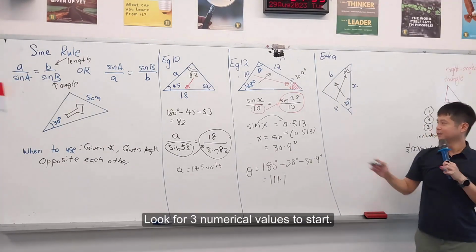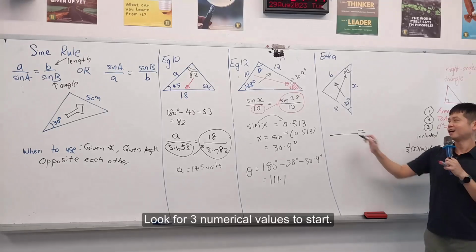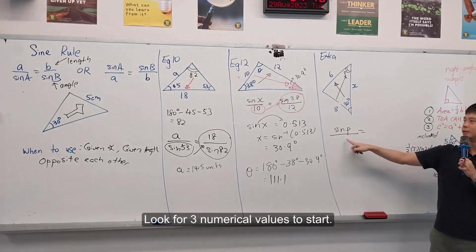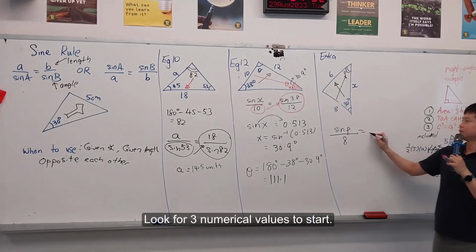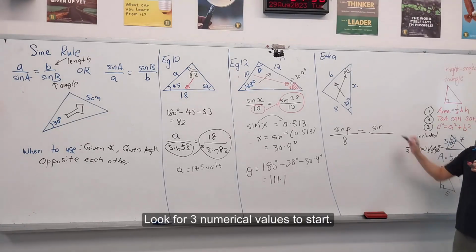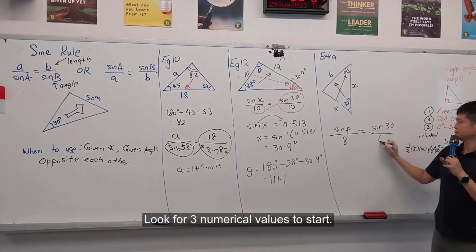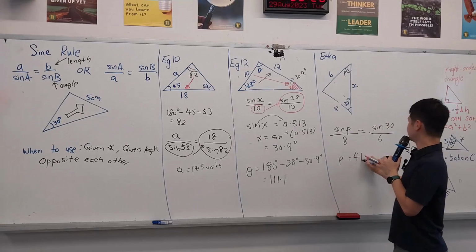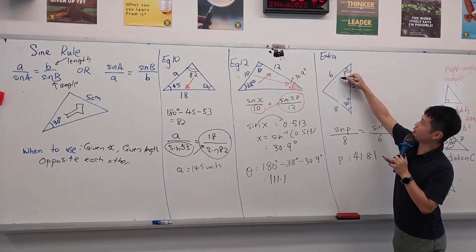I'm finding angle, right? What do I write up here? Since I'm finding angle, I write sine P. This is to make my life easier. Then the bottom will be a number. What number? 8. Then I put another sine 30 over 6. Press. You can straight away get P, 41.81.